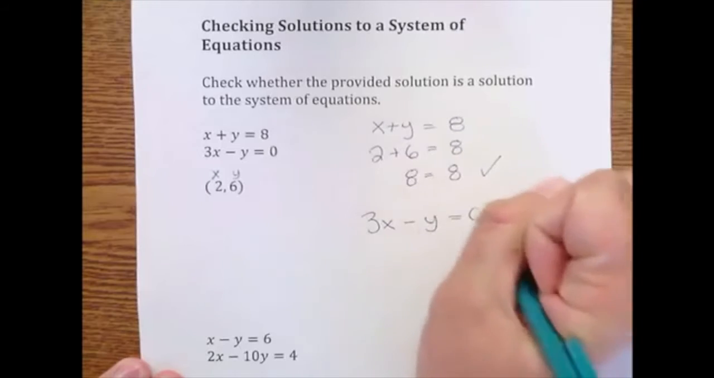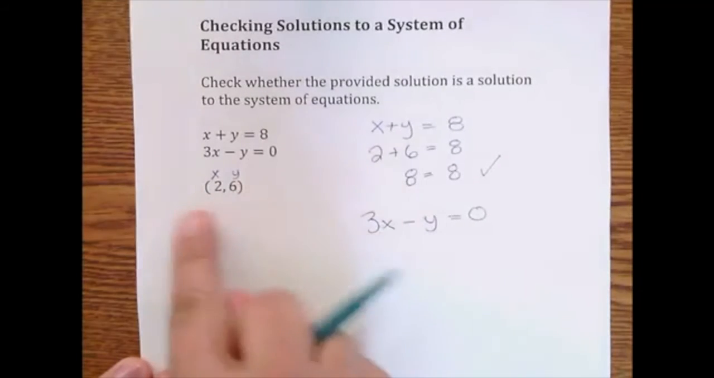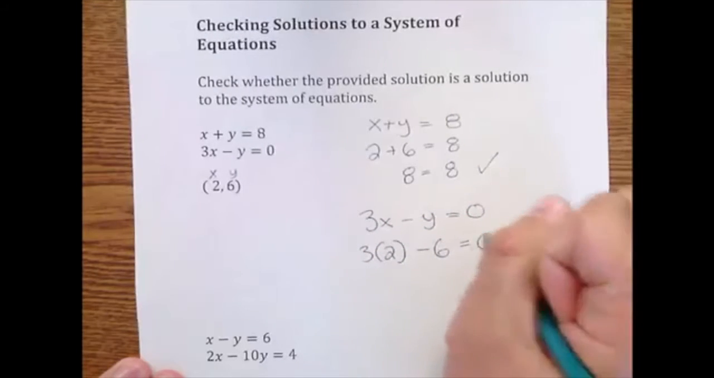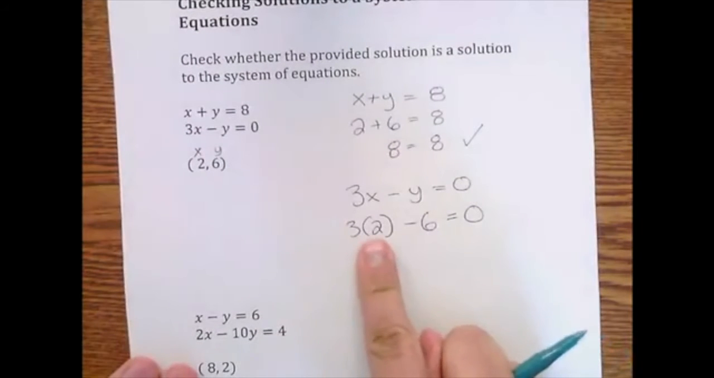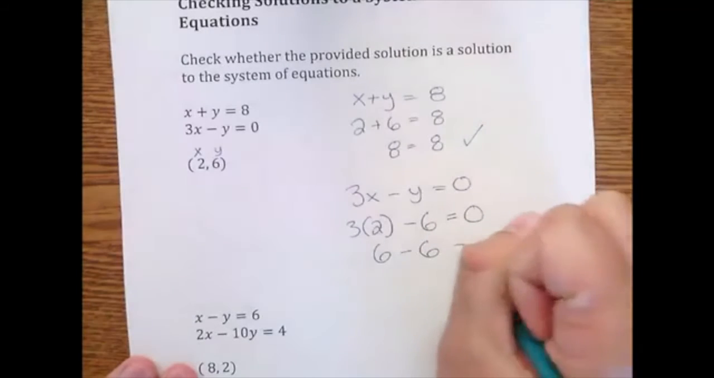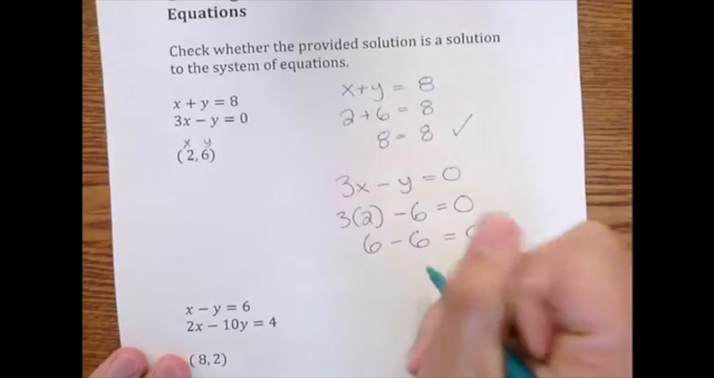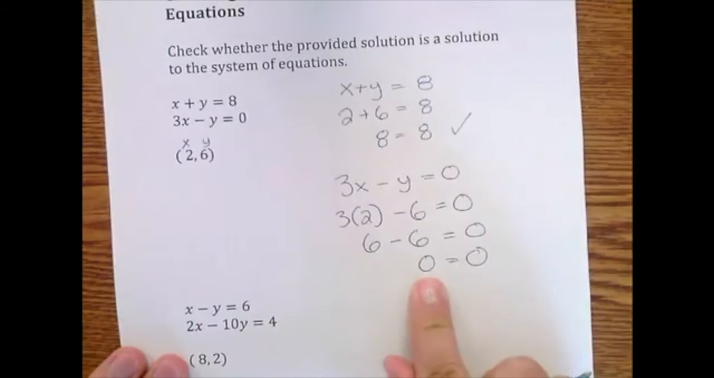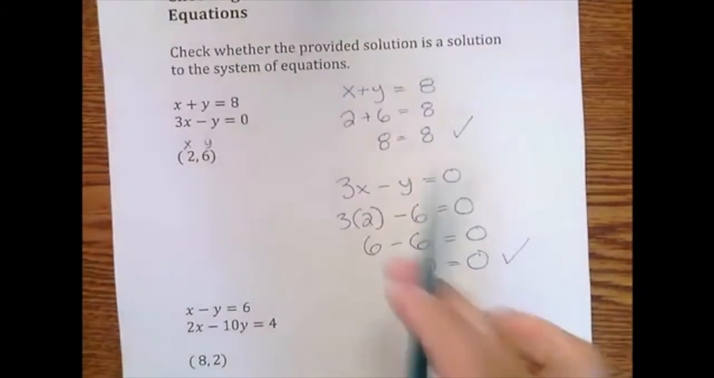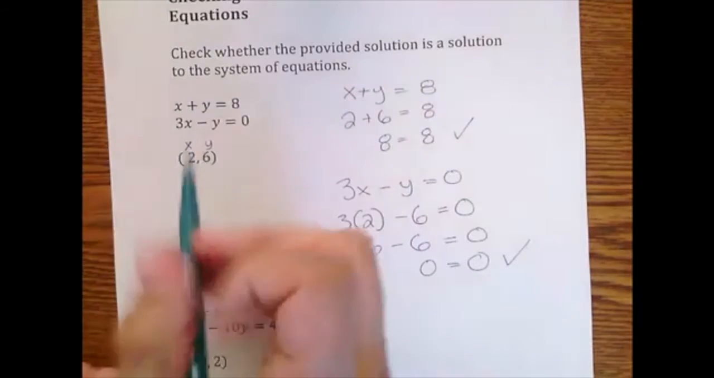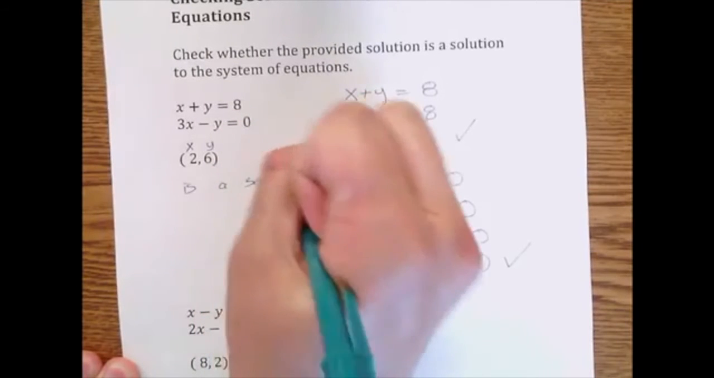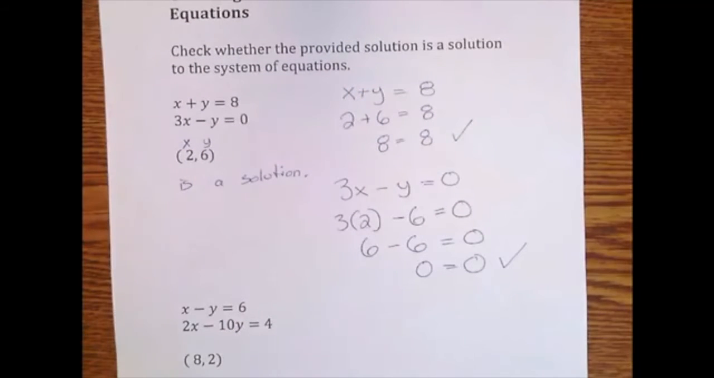But again, I have to check all equations in the system, so now I'm going to check my second one. 3x minus y equals 0. I'm going to plug in a 2 for x, a 6 for y. So we're going to have 3 times 2 minus 6 equals 0. Cleaning up the left side here, I'm going to have 3 times 2, which is 6, minus 6 is equal to 0, and 6 minus 6 is 0. So I end up with 0 equals 0, which in fact is true. So when it works for both equations, it means this 2, 6 is a solution. That's what it looks like when you do get a solution.